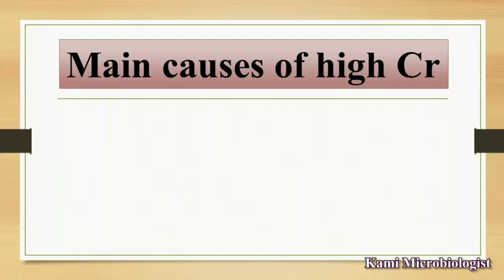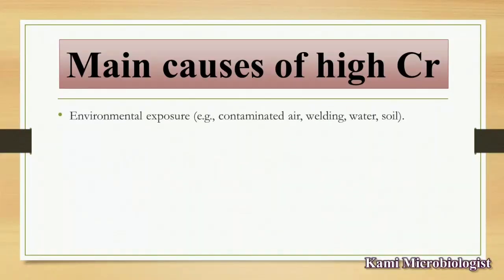Let's see the main causes of high chromium. It is due to environmental exposure. So when we are exposed to contaminated, let's suppose we are drinking contaminated water, or contaminated water, soil, etc., it may increase the chromium in your blood.